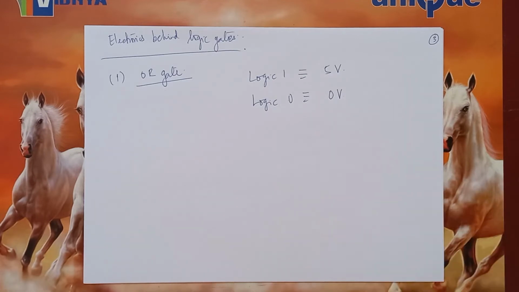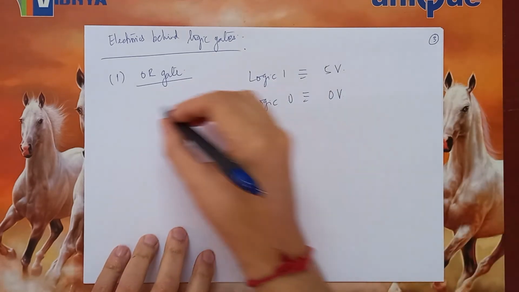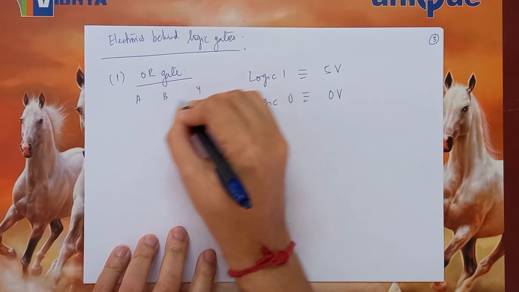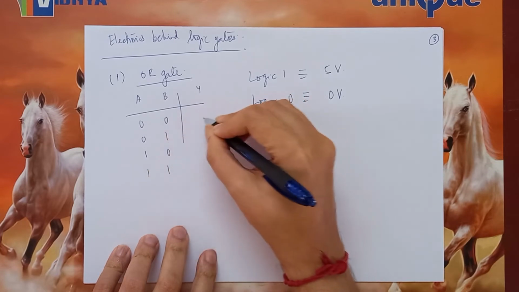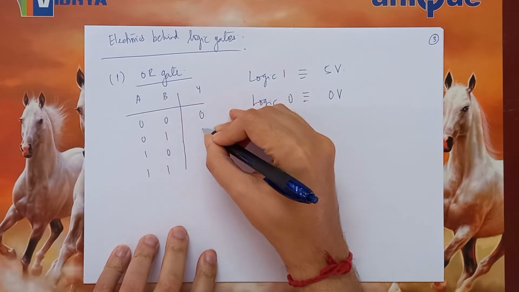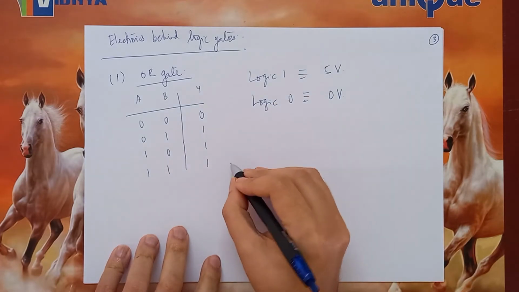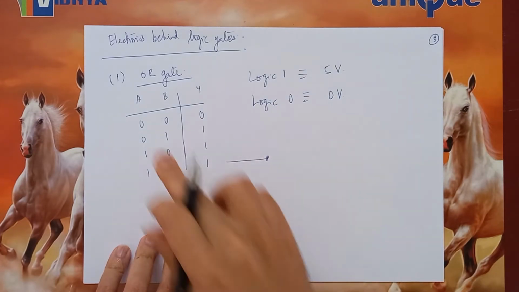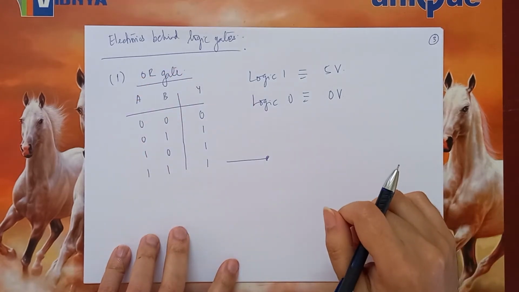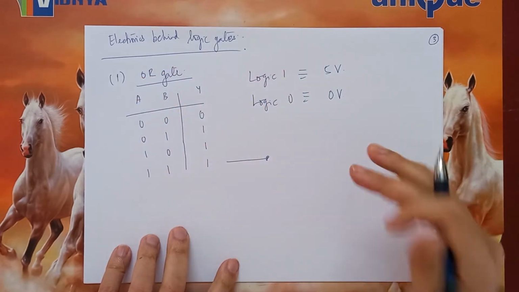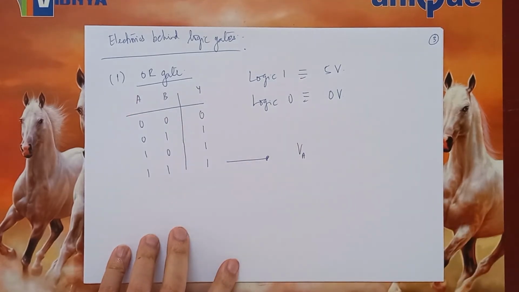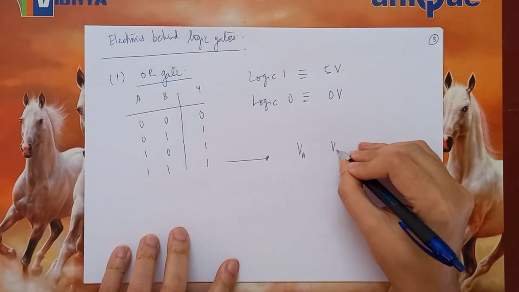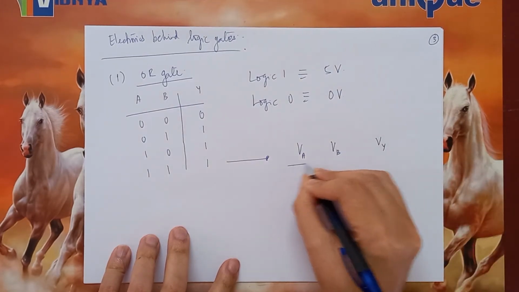So therefore, in terms of voltages, if I write the truth table, normally the OR gate has this truth table: A, B and Y. This is 0, 0, 0, 1, 1, 0, 1, 1. So the output would be 0, 1, 1 and 1. Now if we were to write this truth table in terms of voltages, let us assume that each logic variable, including the output, would have a certain voltage. So let us say VA, that is the voltage corresponding to the input A. We will also write VB and finally we will write VY.